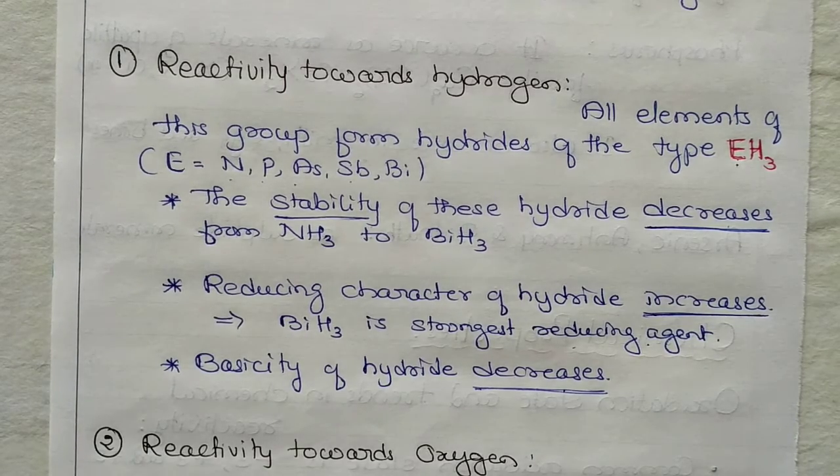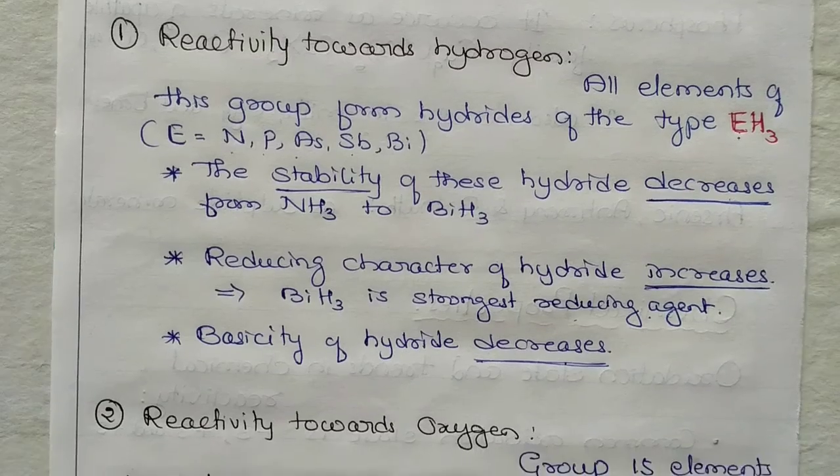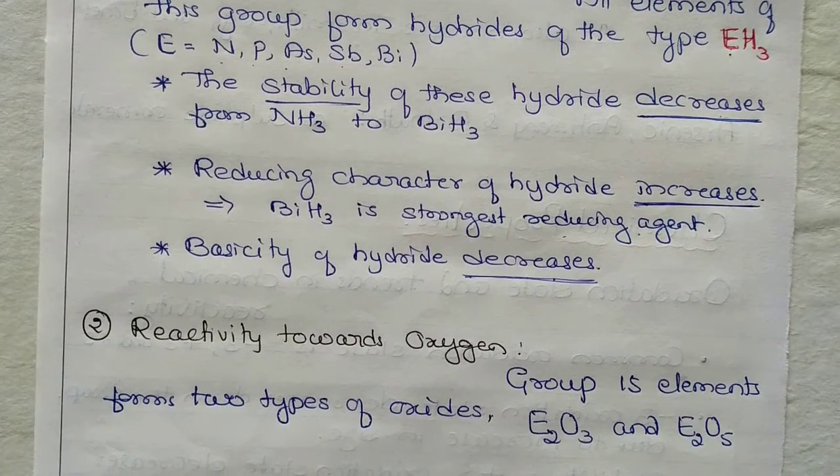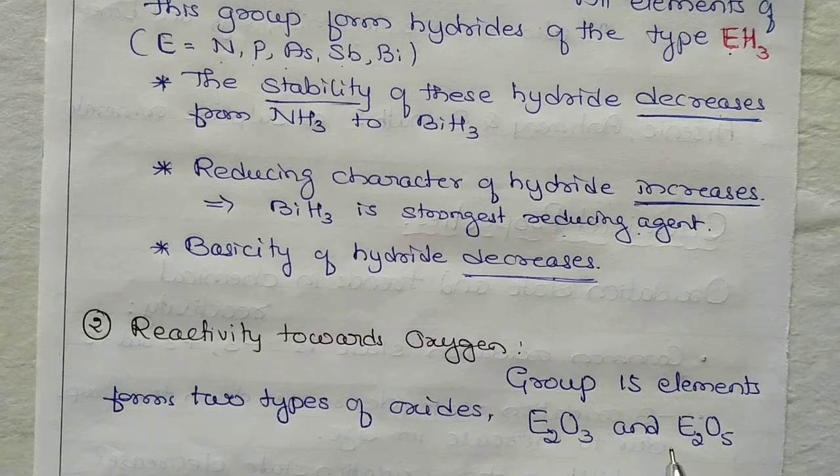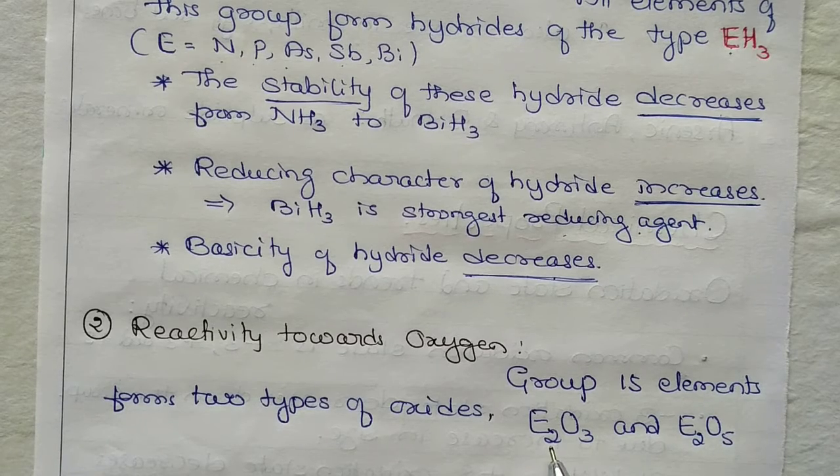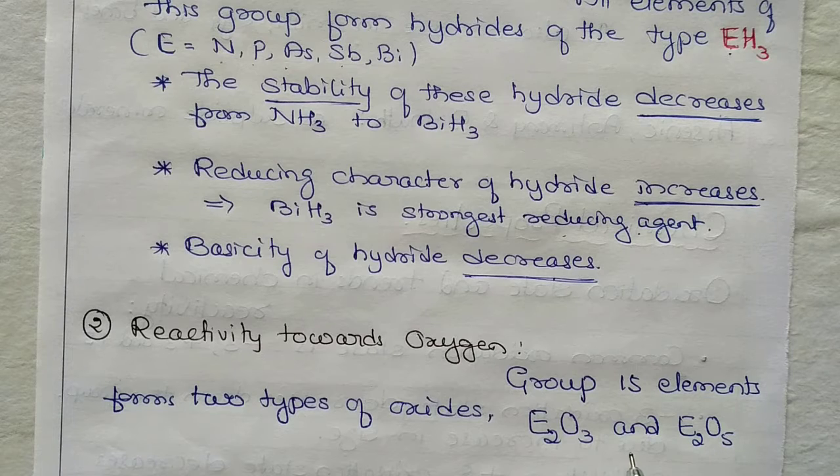Okay. Next is reactivity towards oxygen. How does it react with oxygen? It forms two types of oxides. When nitrogen, phosphorus, arsenic, antimony and bismuth react with oxygen, they form two types of oxides, E2O3 and E2O5. Here E is a 15th group element, so we have N2O3, N2O5, P2O3, P2O5, like that.